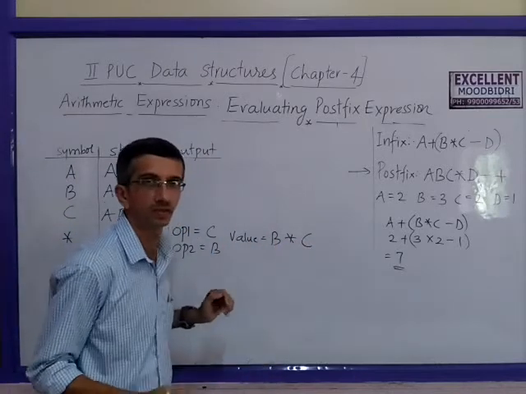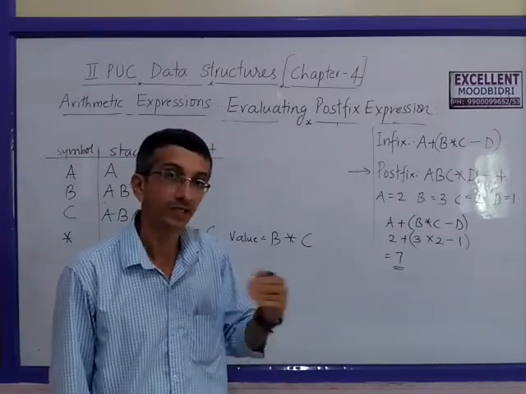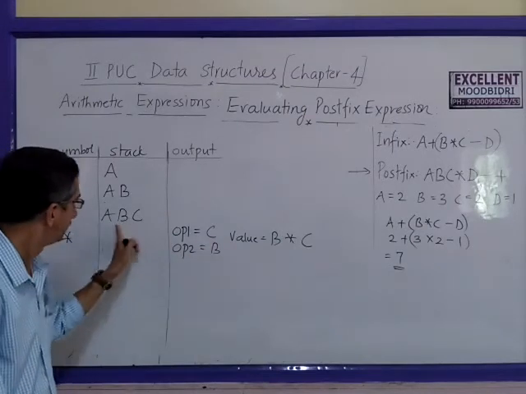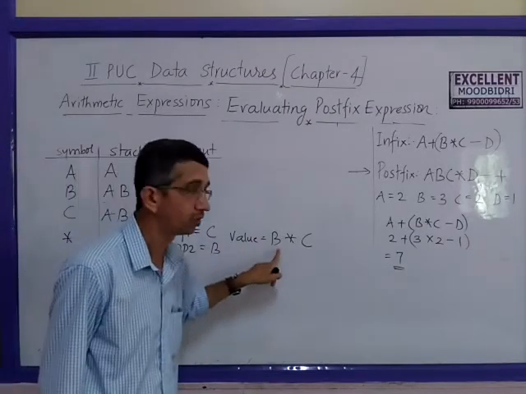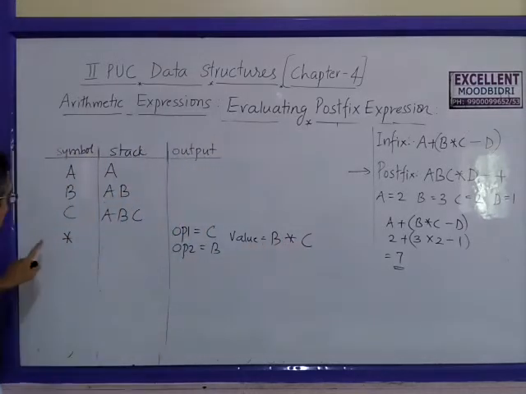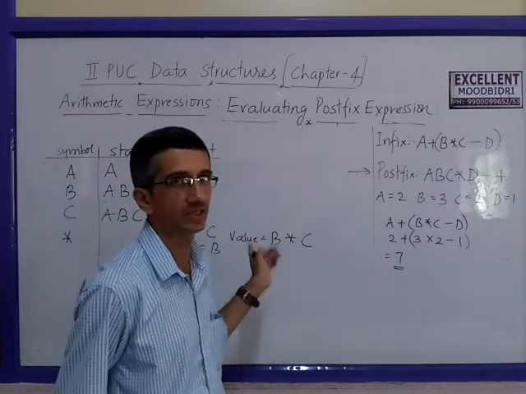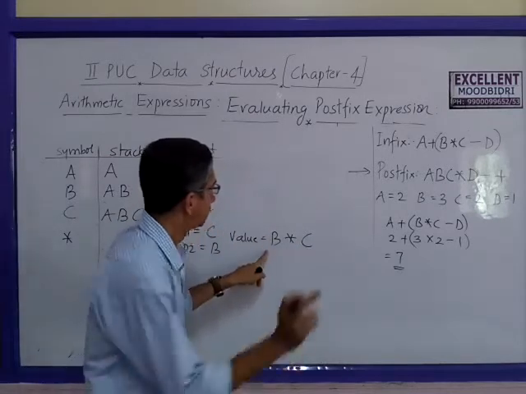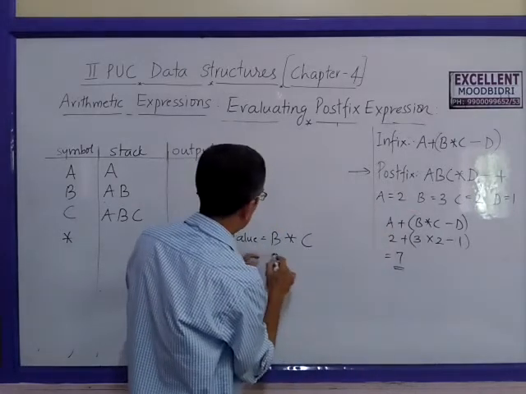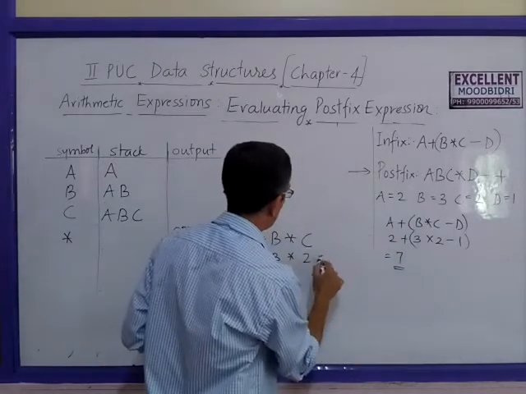Correct? So recall the steps. Operand 1, first pop. Operand 2, second pop. So this goes B. Value is equal to B into C. Operand 2, symbol, operand 1. Symbol is star here. Now substitute the value. How much is B? B is 3 is equal to star C is 2, so is equal to 6.